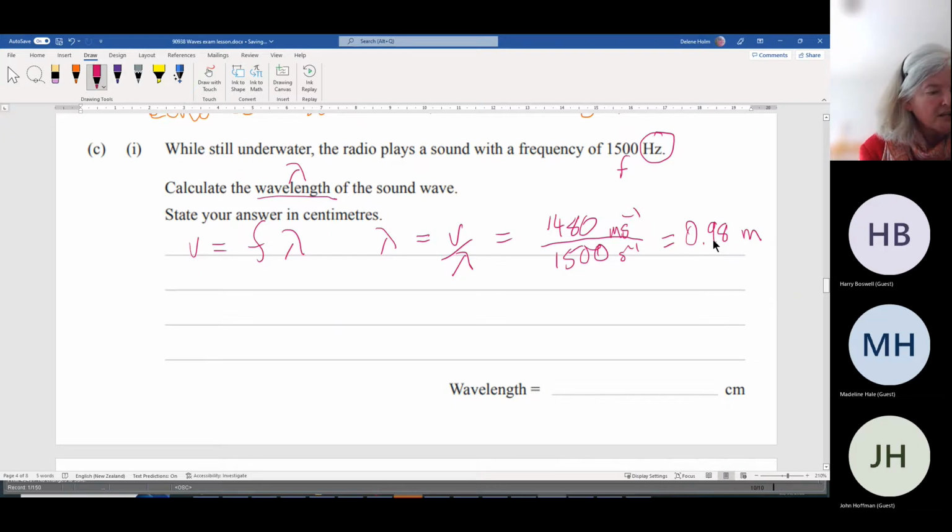So let me just do that again. 1480 divided by 1500 is equal to, no, it's actually 0.99 because it's 986. But that is meters. Now, will I get merit or excellence for this question, depending on what level it goes to? Have I answered the question completely?